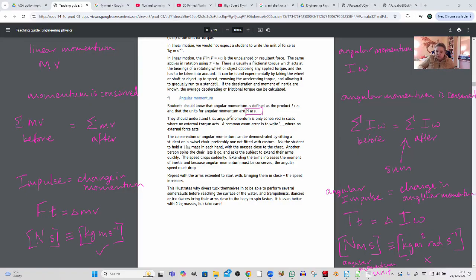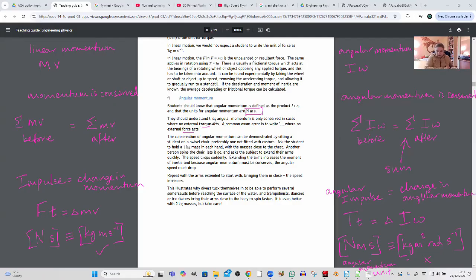Okay, so you should understand that the angular momentum is only conserved in cases where no external torque acts. So don't write where no external force acts. We're using the word torque instead. Okay, so conservation of angular momentum occurs when there's no external torque acting.